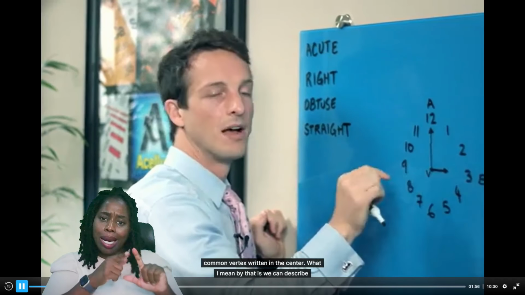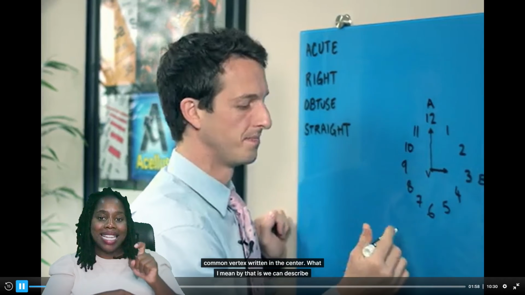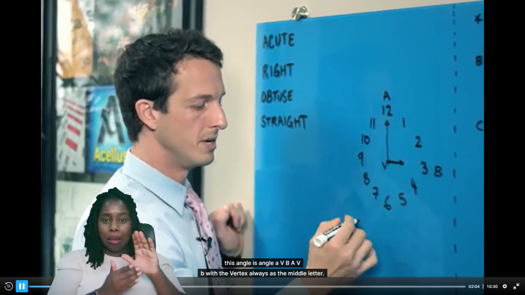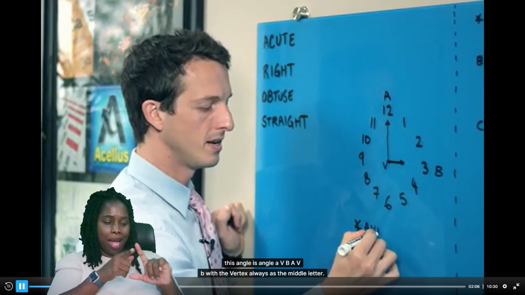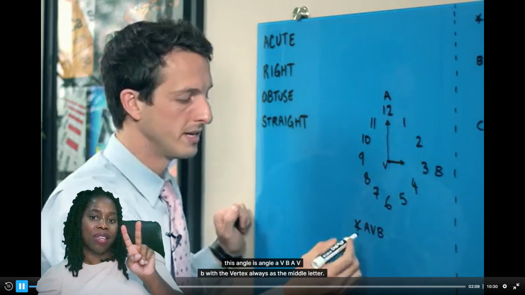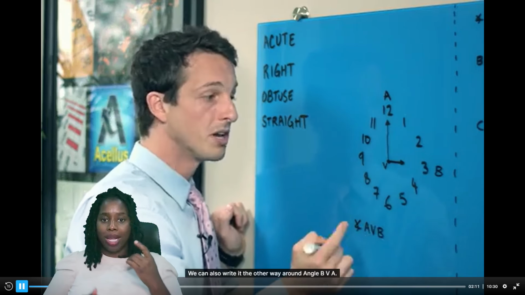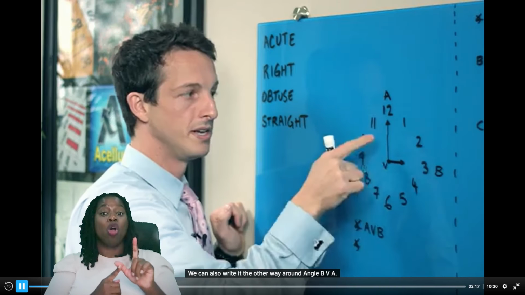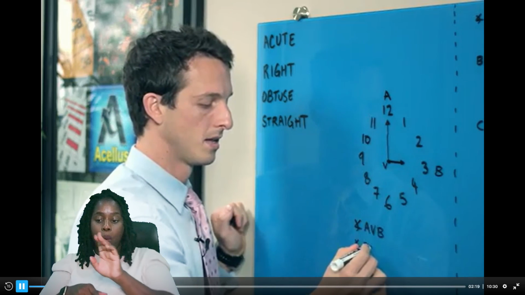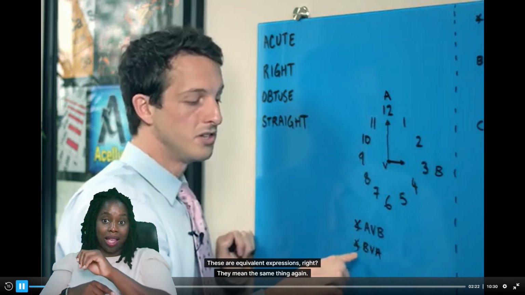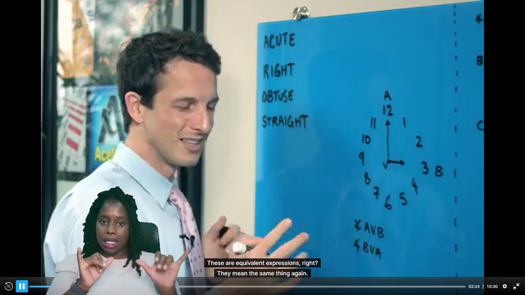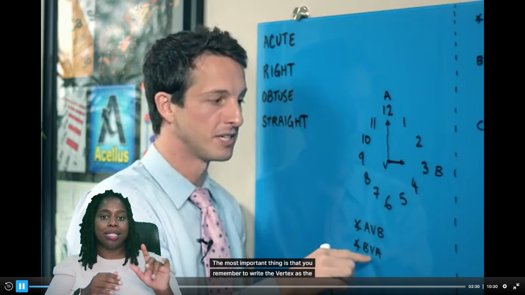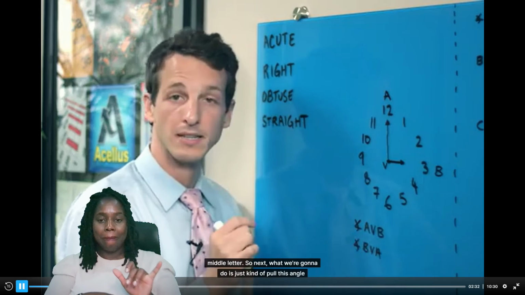Angles have to have their common vertex written in the center. And what I mean by that is we can describe this angle as angle AVB, with the vertex always as the middle letter. We can also write it the other way around, angle BVA. These are equivalent expressions. They mean the same thing. Again, the most important thing is that you remember to write the vertex as the middle letter.